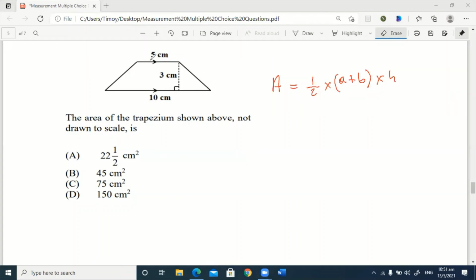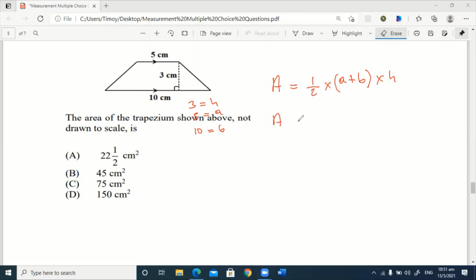So these arrows on the diagram show that the side that has 5 and the side that has 10 are parallel to each other. So any one of them can be A or B, right? And the distance between the two parallel sides is the perpendicular distance, which is going to be the height. So here you can see that 3 is equal to H, right? Let's say that 5 is going to equal A and 10 is going to equal B. So all we need to do is substitute these values into the formula and simplify, and we are finished.